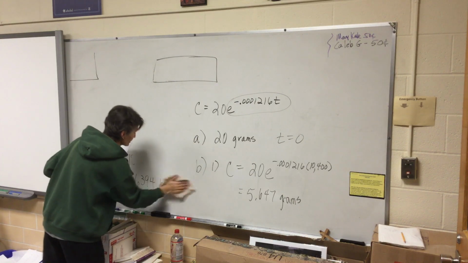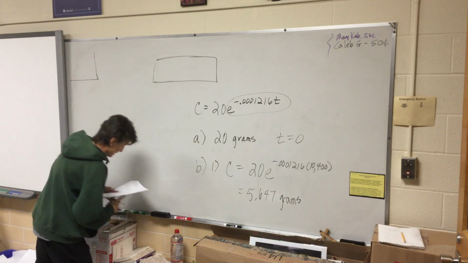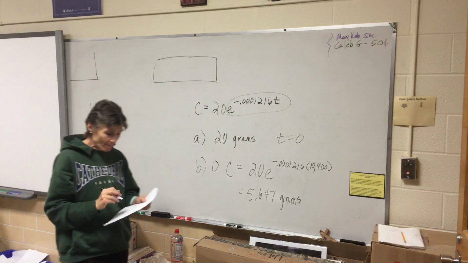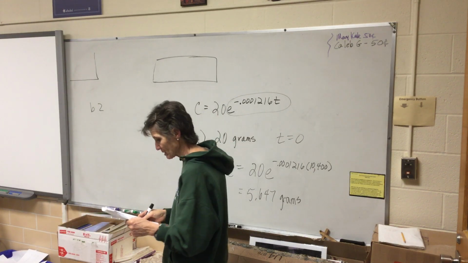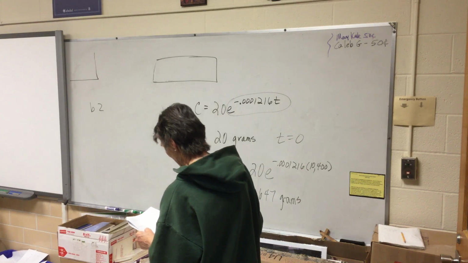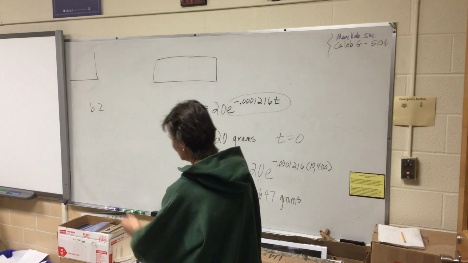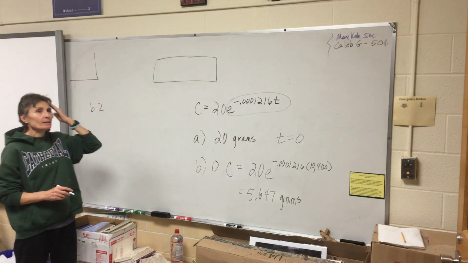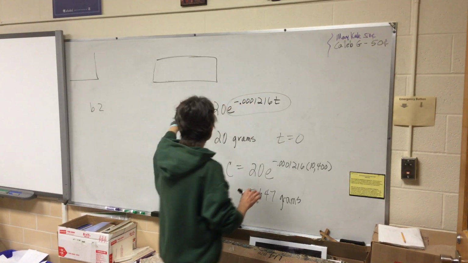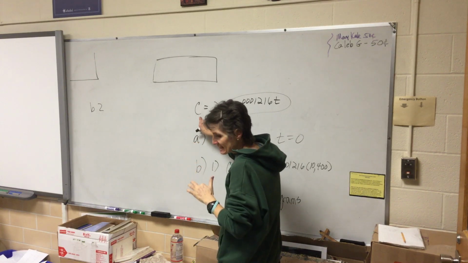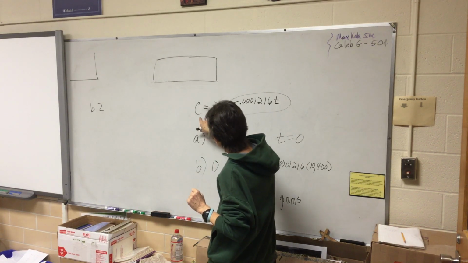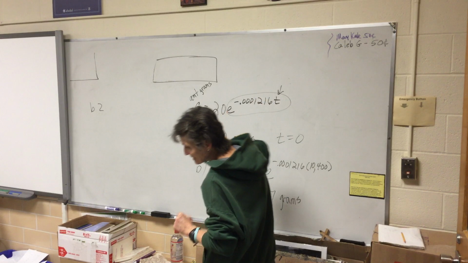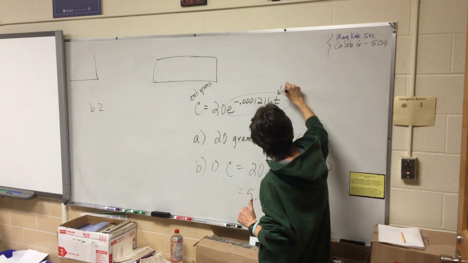Now, there's a second part to letter B, and it says, when will the amount be 10 grams? Do you replace C with 10 grams and then you go up through there? Okay, now let's think about that for a minute. In the formula they gave us, what does the C stand for? That's for grams. Yeah, that's the amount in grams. What does the T stand for? That's for years. That's how many years.